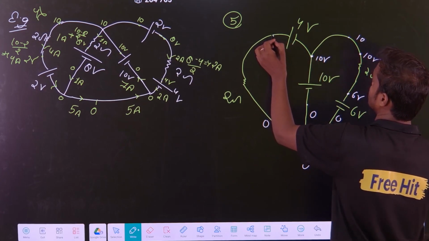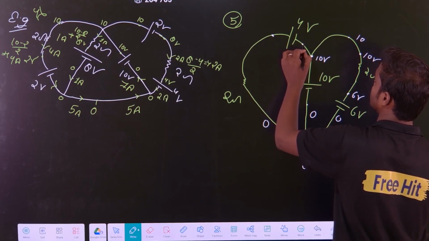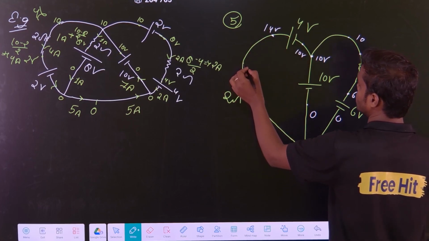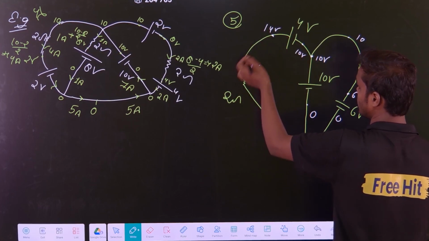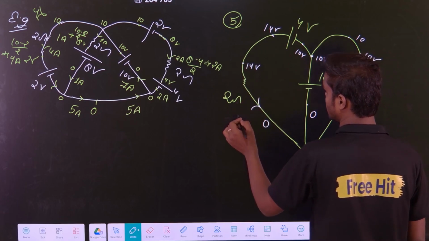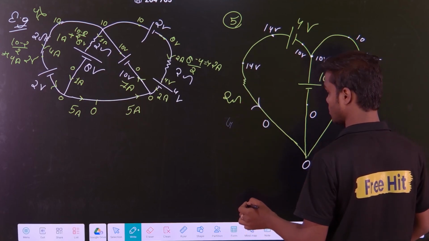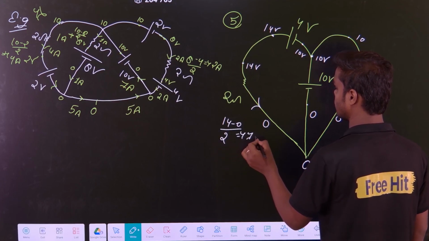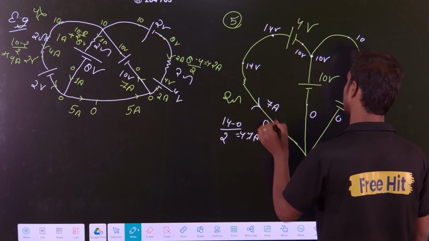Now this is also connected to positive, so this is 10, this will also be 10, and 10 plus 4 is 14 volt. So this is also 14 volt because there is no wire in between. So what is the current here? 14 minus 0 divided by 2, that is how much? 7 ampere. In this branch we have 7 ampere current.